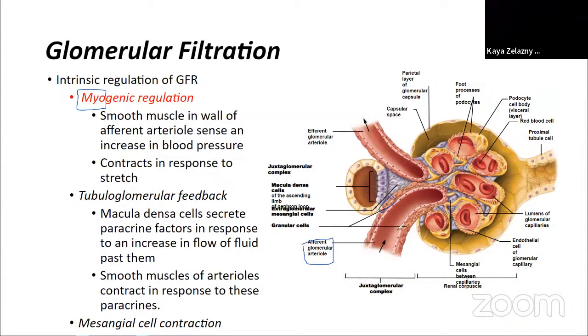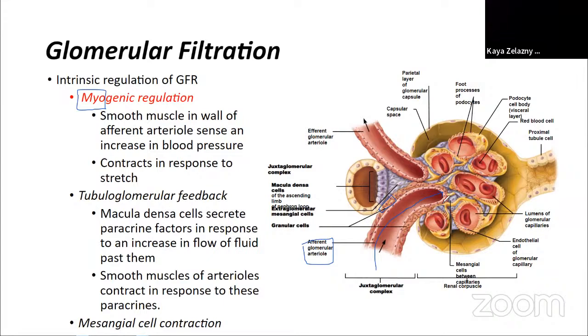So they're surrounding this blood vessel going into the glomerulus. So if we have an increase in blood pressure, this is going to stretch that blood vessel just like it stretches all of our other arteries, right? We talked about stretch as we have blood pumping into the aorta, for example.